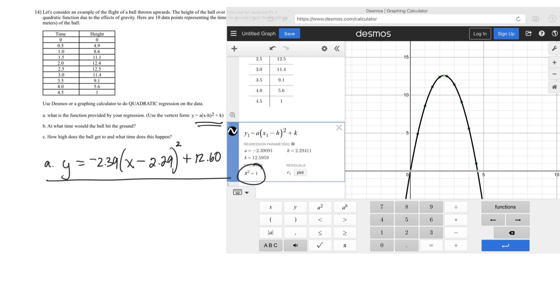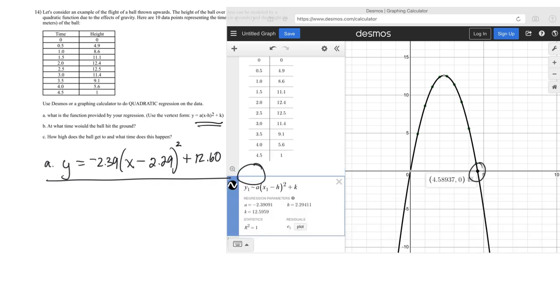And then it says, at what time will the ball hit the ground? So that's that point there. It's like 4 point something. I don't think it'd be 4.5, but what I can do is I can go here and I can tap on that point. So the point when y is equal to 0 is 4.58, call it 4.59. So for B, it would be 4.59.